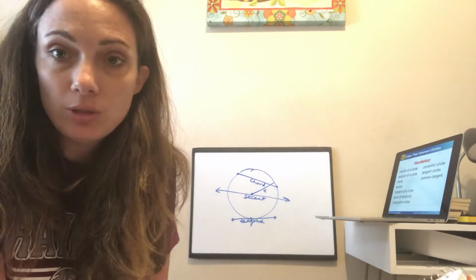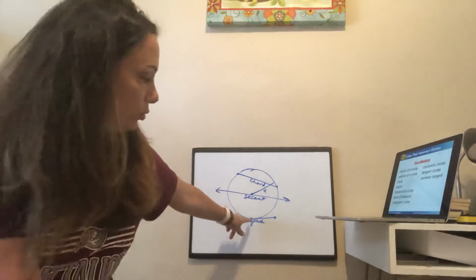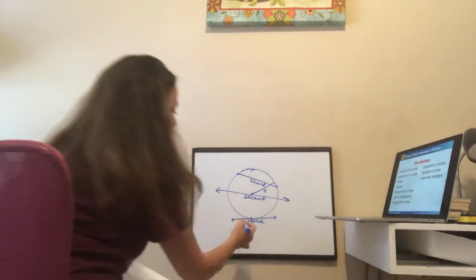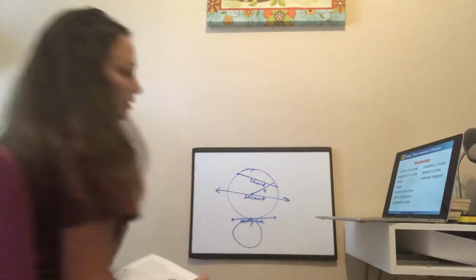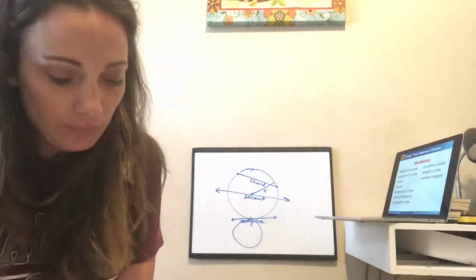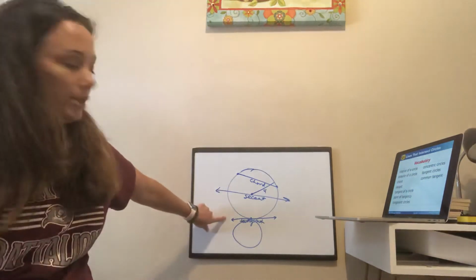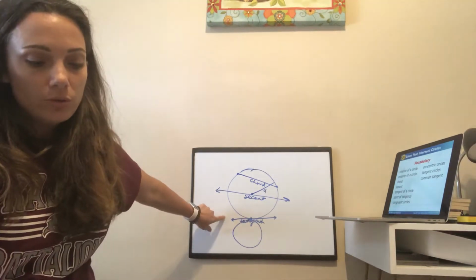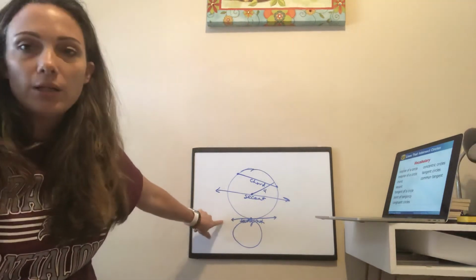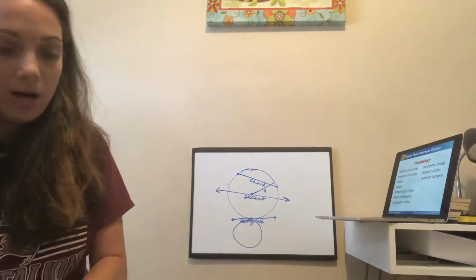Tangent circles are going to be 2 circles that touch at 1 point of tangency. So if I had another circle down here, that circle would be tangent. A common tangent is a tangent line that intersects 2 circles at the same point. So this would be a tangent line to both of those circles, a common tangent.